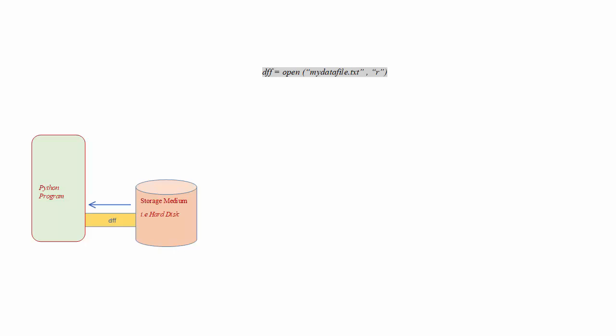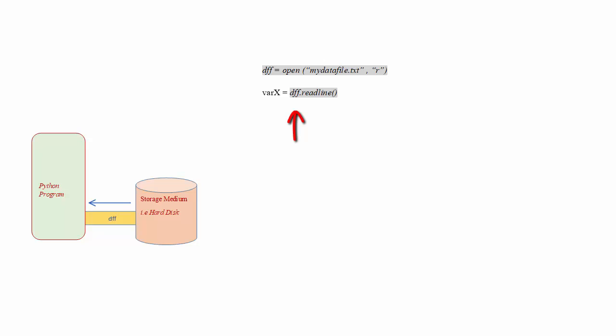We input the desirable data into the program using the read or readline methods, and here is an example. DFF is the name of the file handle. Readline is the method that reads a line, an entire line from the file, and assigns that string to the variable on the left of the assignment sign.